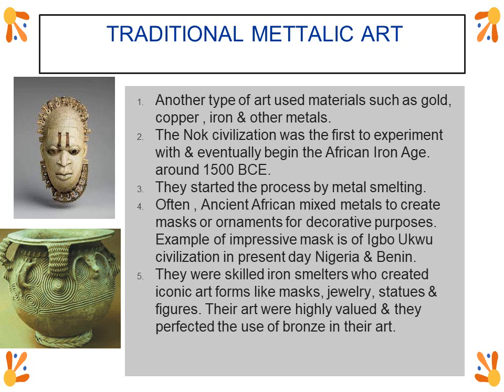Examples of these impressive masks are from the Igbo Ukwu civilization in present-day Nigeria and Benin. They were skilled iron smelters. That means they could easily separate the metal from the rock. So they were good at iron smelting.